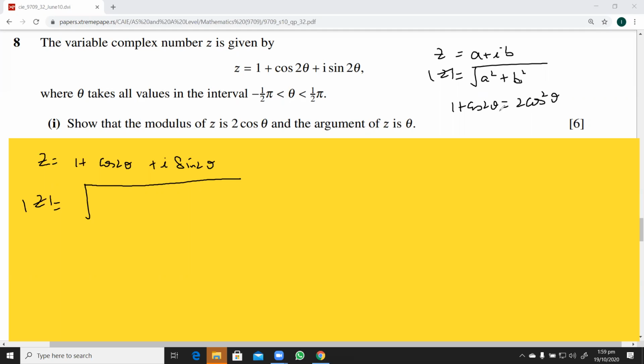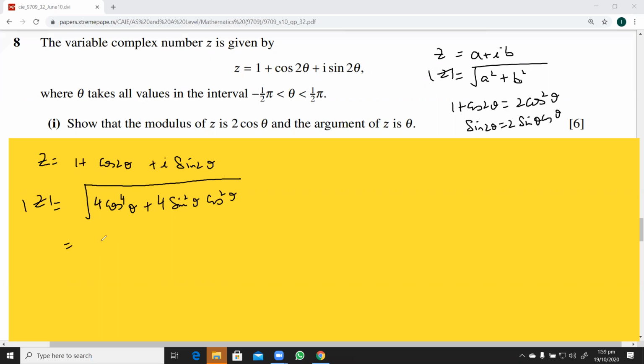This will help me save a lot of space if I write 2 cos square theta instead of 1 plus cos 2 theta. So when I square this, it is going to be 4 cos raised to power 4 theta. Now sine 2 theta, what is sine 2 theta? That is 2 sine theta cos theta. So I square this, it's going to be 4 sine square theta cos square theta.